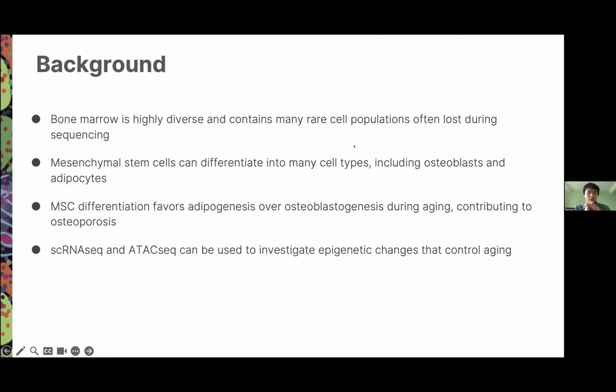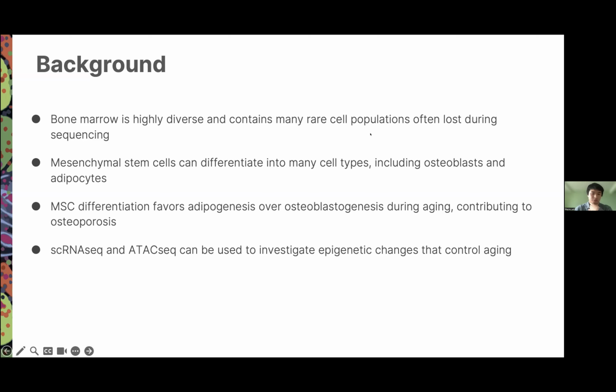So, for context, bone marrow is highly diverse and it contains many different cell types fulfilling different functions. The main function of the bone marrow is to produce blood cells. And there are also many rare cell populations that are often lost during typical sequencing. For example, the mesenchymal stem cells, which differentiate into many cell types, including osteoblasts and adipocytes. And as humans age, the mesenchymal stem cell differentiation favors adipogenesis over osteoblastogenesis, which contributes to bone conditions like osteoporosis.